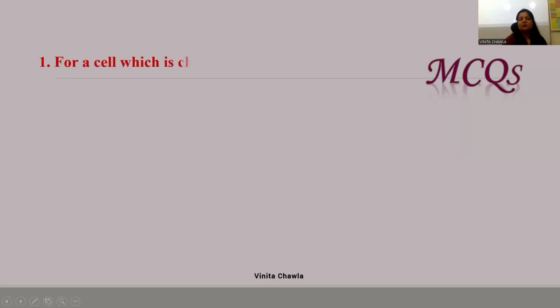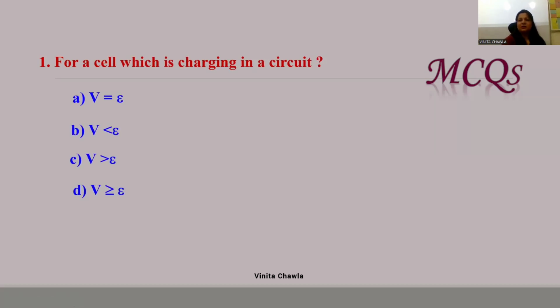Next we have questions based on this. For a cell which is charging in a circuit, V is equal to E, less than E, greater than E, or V is greater than or equal to E.